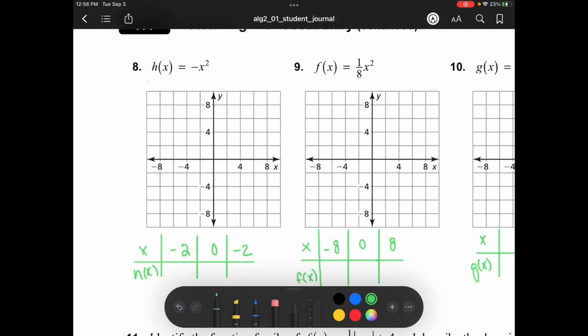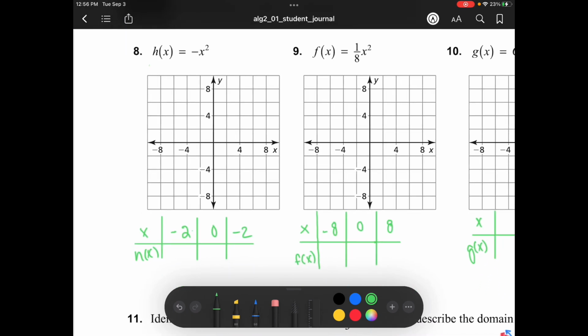So for number 8, we're going to start off with writing our table. And I've already chosen some numbers. But this is supposed to be positive too. My bad. So I've started with my table for number 8 with -2, 0, and 2. And now I'm just going to go ahead and plug those in. So we're going to have H.